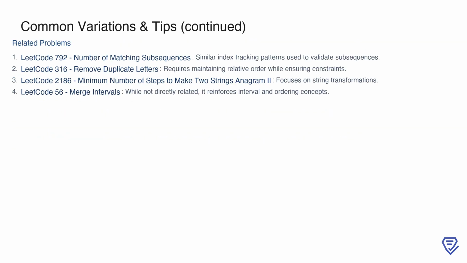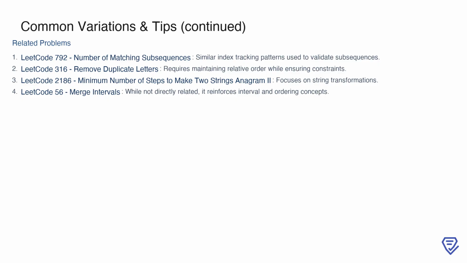This problem also shares similarities with other string-related problems, which can help you build transferable skills. For example, in LeetCode 792, number of matching subsequences, you use similar index tracking techniques to verify if certain subsequences exist in a string. LeetCode 316, remove duplicate letters, involves maintaining the relative order of characters while ensuring specific constraints, which parallels the logic here.